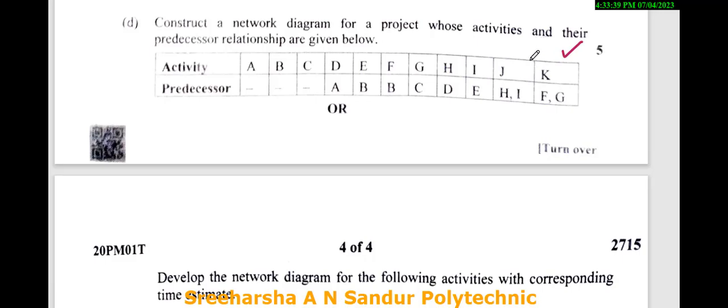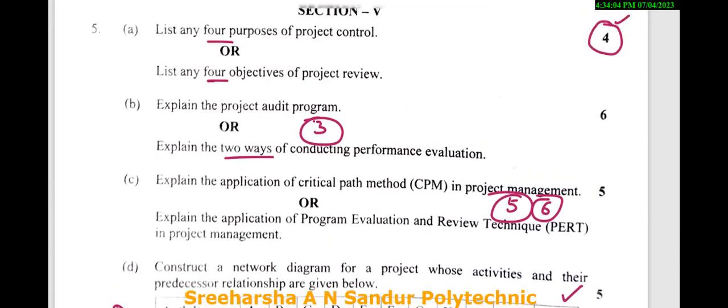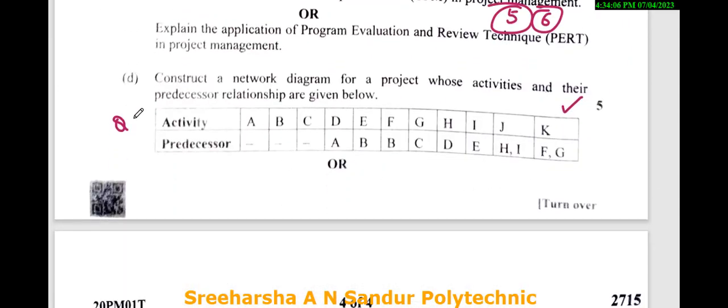Here, though you are confident, you take it after answering all those explanation, confident answers first, then you will come for drawing the network diagram, because this requires you to give a bit of time for analyzing and drawing. Write the question number. So here it is question number 5D. Write the question number and then start answering.